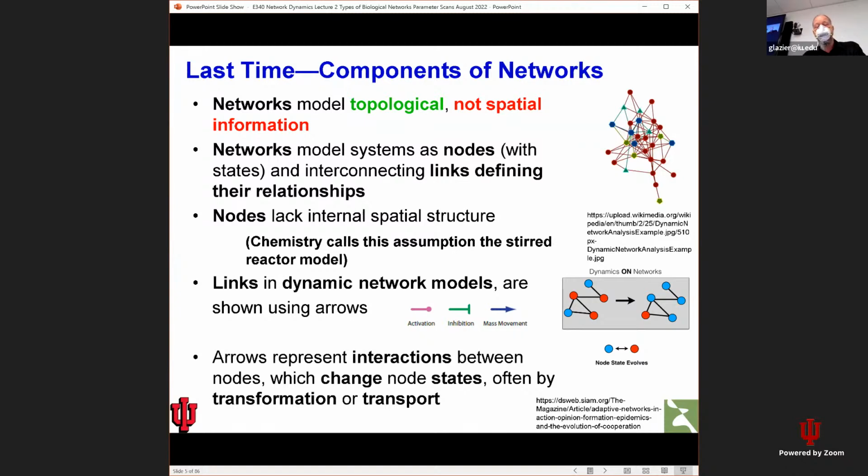And there are different kinds of arrows depending on what kinds of processes you're thinking about. We'll often be thinking about chemical transformation and chemical reactions. In the case of pharmacokinetic models, we're talking about mass transport. And in the case of gene regulatory networks and metabolic and signaling networks, you also have a concept of activation and inhibition.